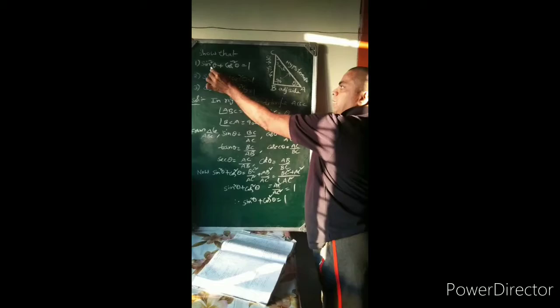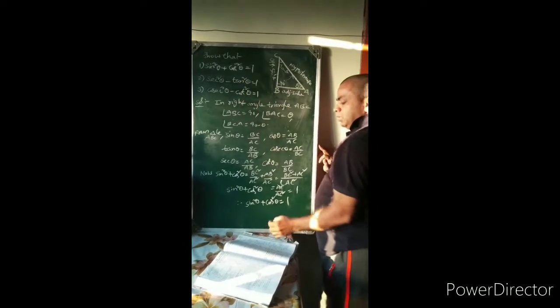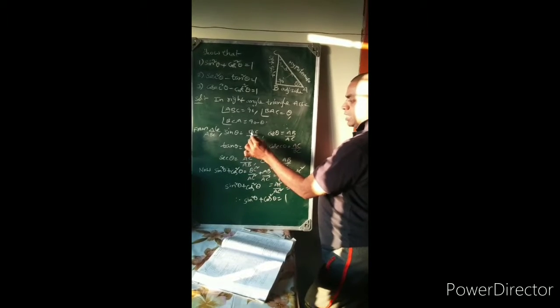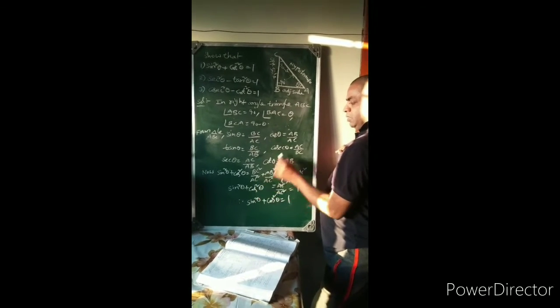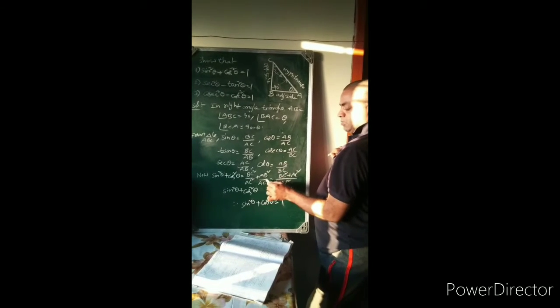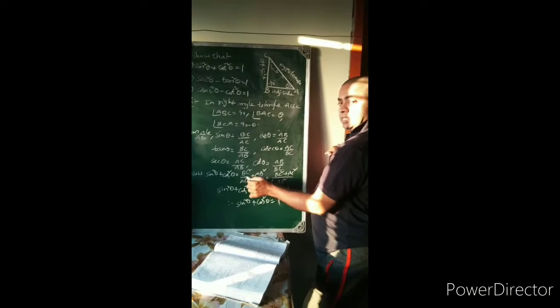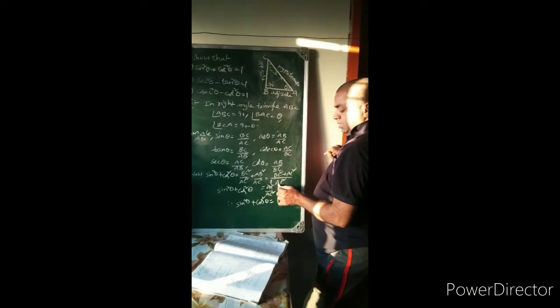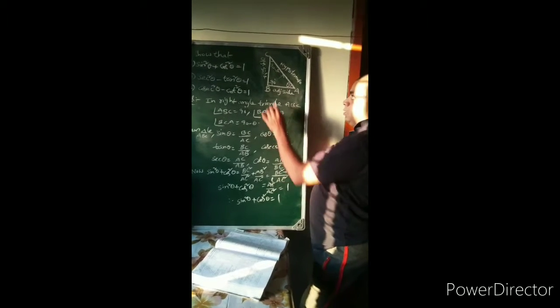Now the first sum I am taking. Sin square theta plus cos square theta. How much do you have to show? 1. Then I am writing sin square: you have to apply squaring on both sides. BC square by AC square, and cos square is AB square by AC square. Then you have to add the fractions. The denominator is the same, AC square, and in the numerators you have to add BC square plus AB square.